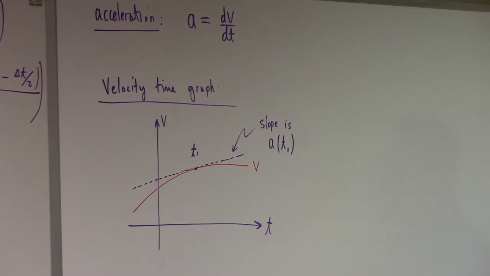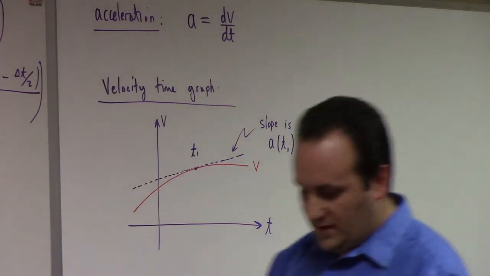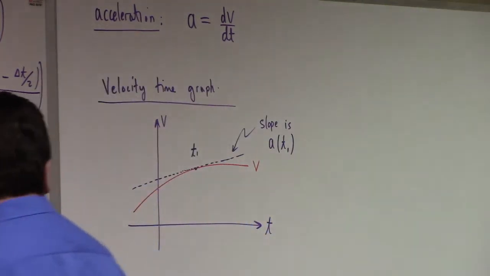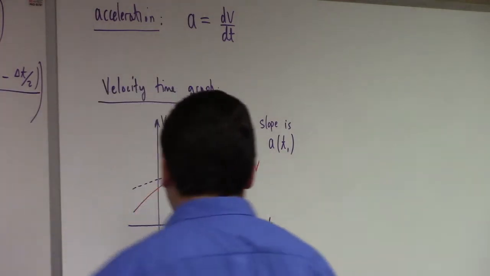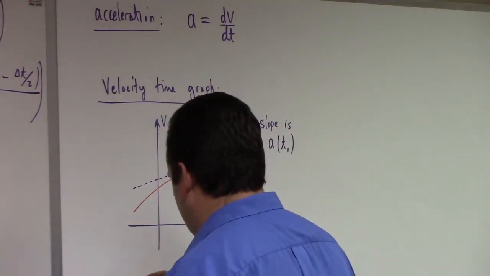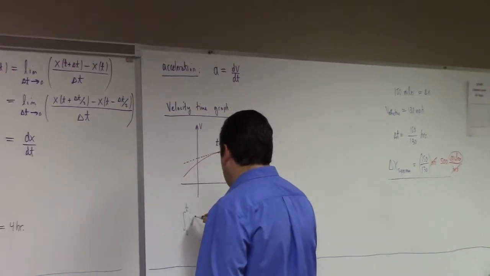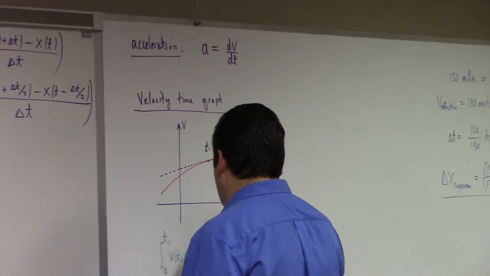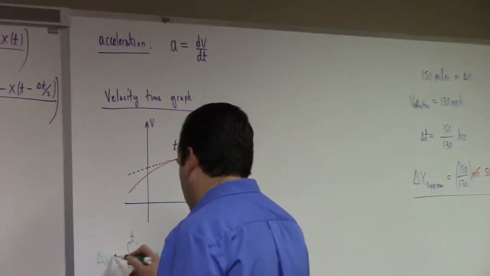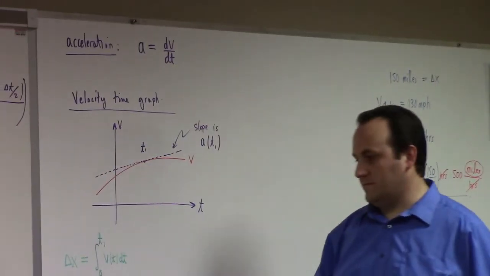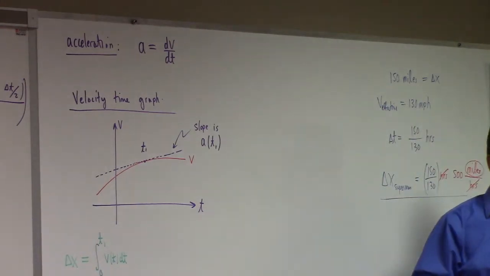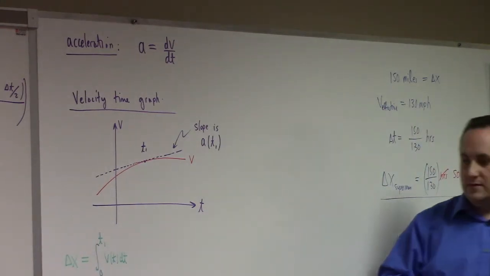How do I see something about position from this graph? How would I get, or displacement perhaps is better to talk about. How about displacement? Say the displacement from time 0 to time t1. What would that mean? The integral from 0 to t1 of the velocity. So I heard the integral from 0 to t1 of v of t dt. That would give me the displacement, the delta x. I agree.